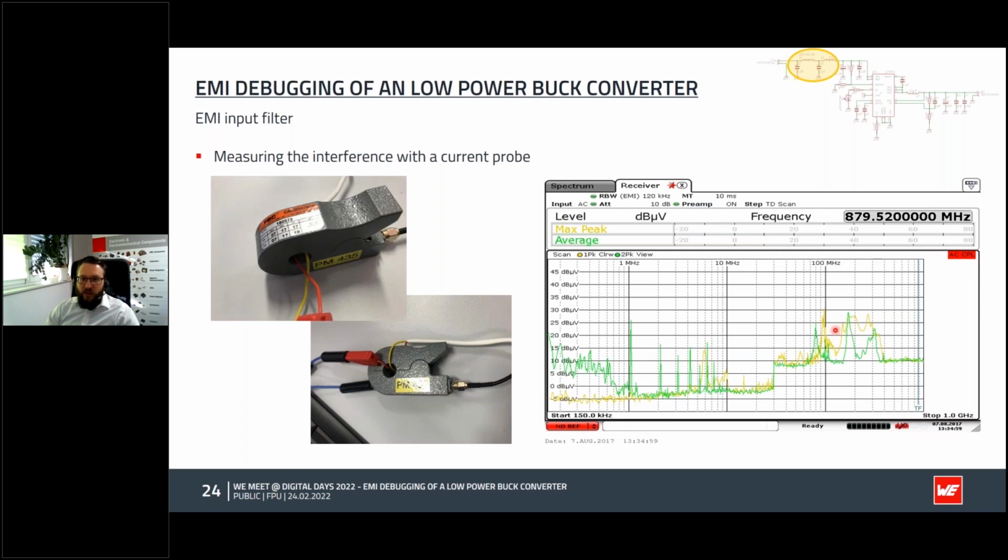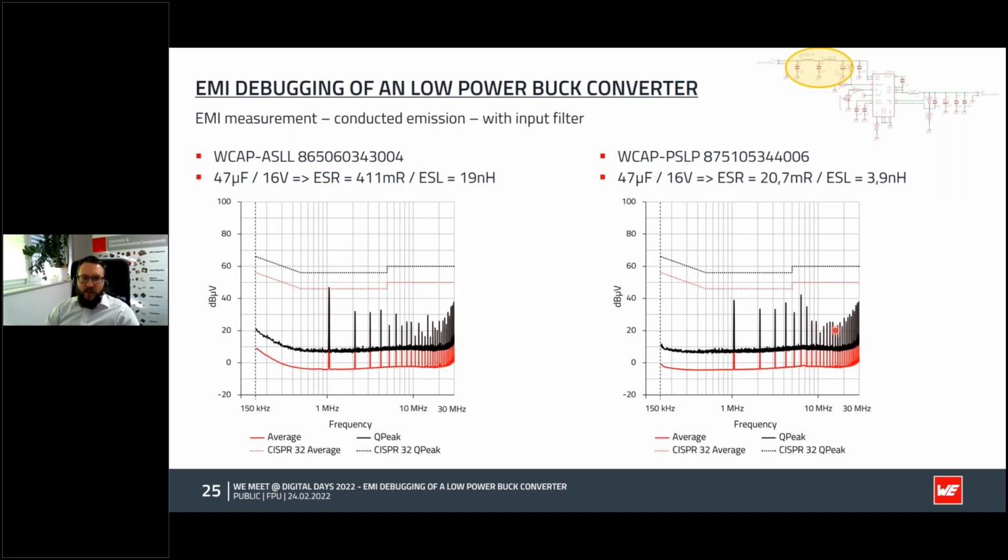So the filter will work. And then again, we did our measurements. With the aluminum electrolytic, with the high ESR and good damping, we scratch the limit. So we are not really under the limit, so this is not the best solution. When we look at the fundamental frequency, but when we look at higher frequencies, it looks really good. But when we are not under the limit, we failed the test.